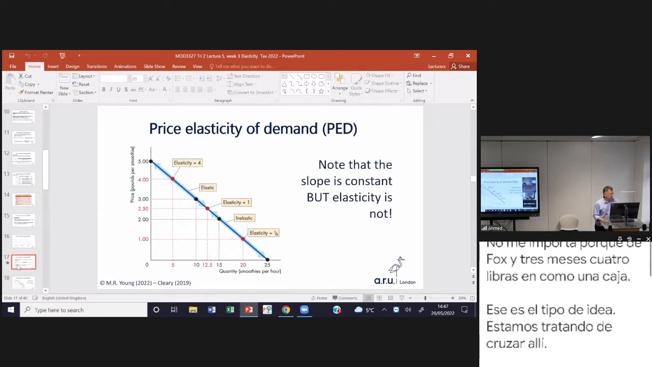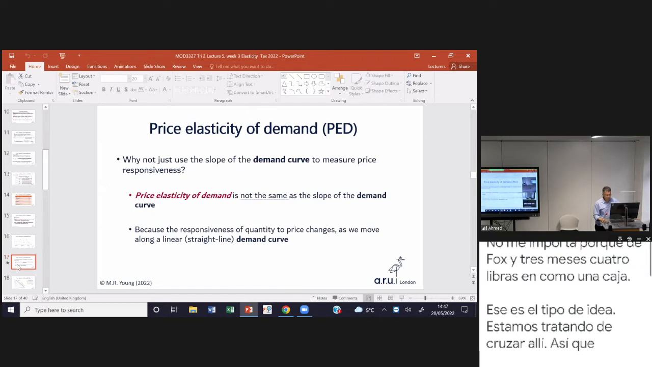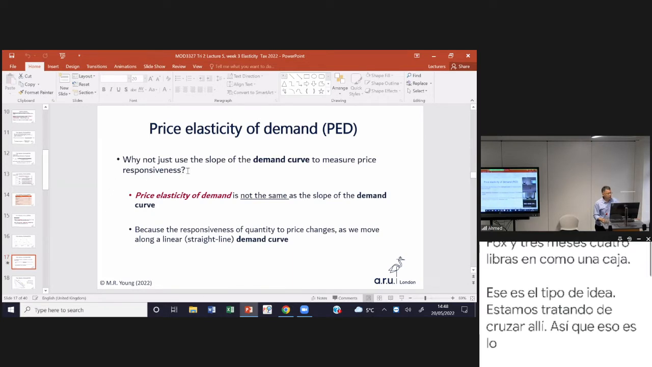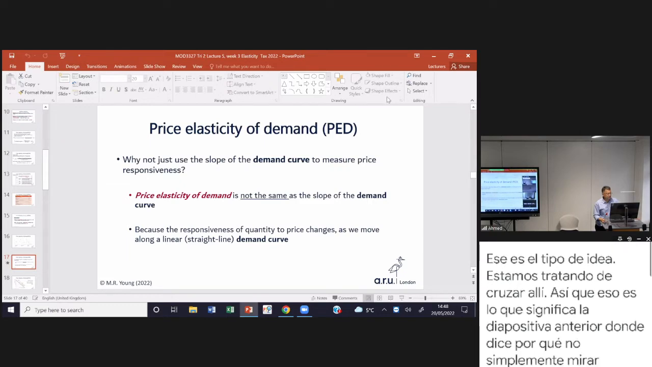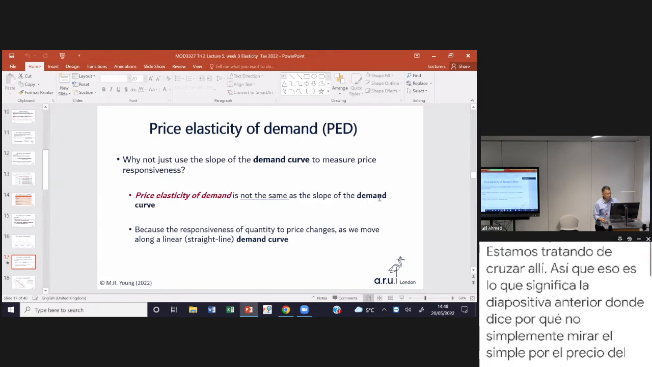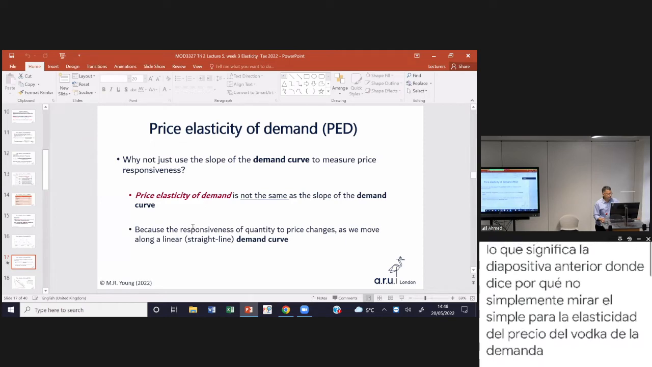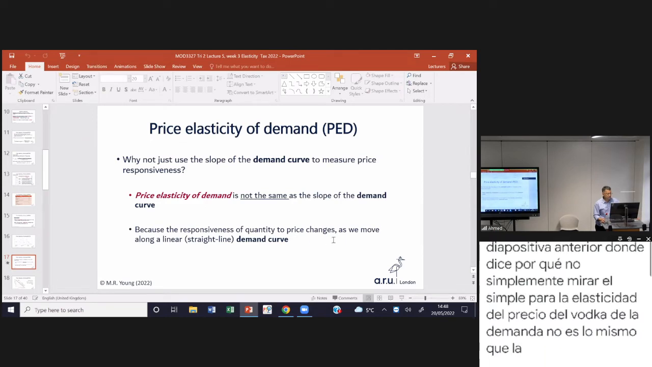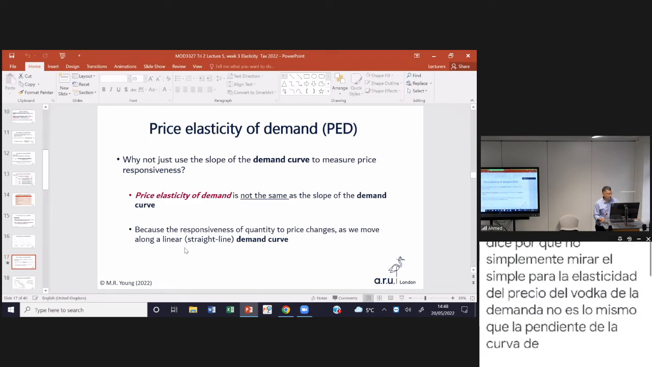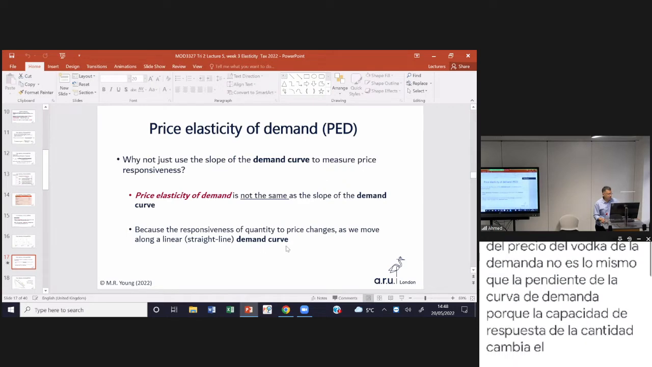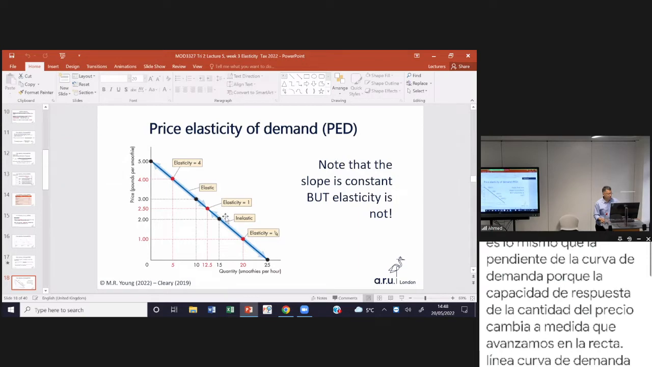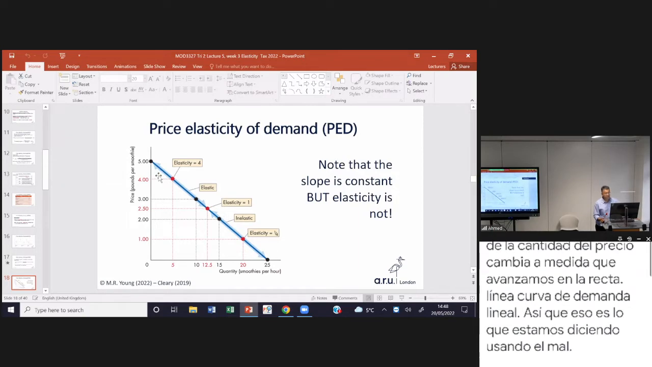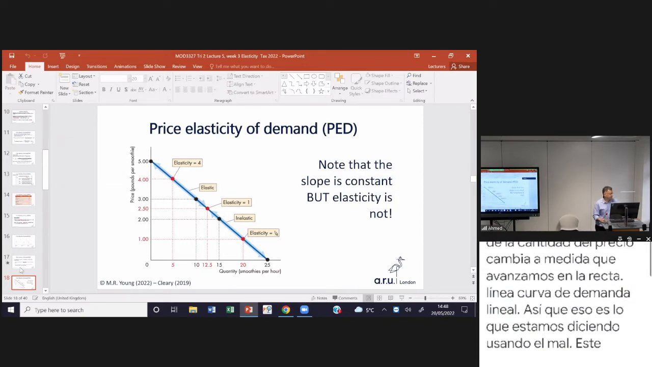So that's what it means in the previous slide when it says, why not just look at the slope of the demand curve? Price elasticity of demand is not the same as the slope of the demand curve, because the responsiveness of quantity to price changes as we move along the straight line linear demand curve. Moving along this curve, here we're a bit inelastic, and here we're elastic. That's what we're trying to say.